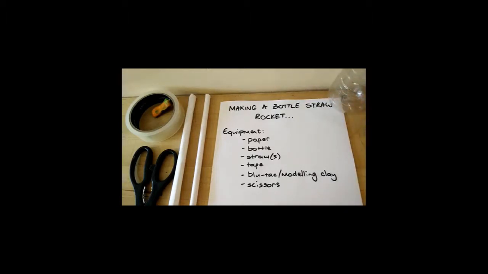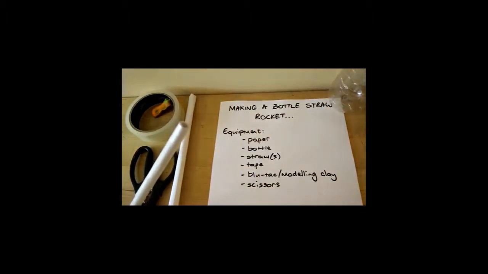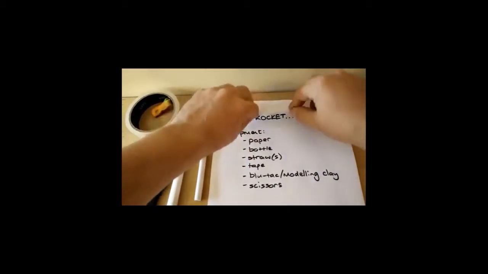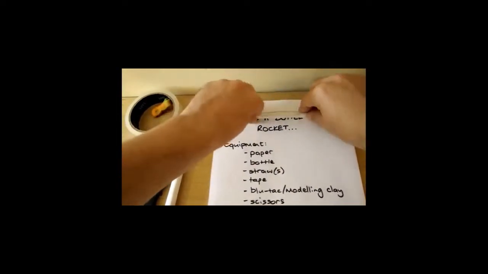So the first thing, you're going to roll up the paper into a type of straw. There's my first one. So you can use a straw or a pencil to give you something to roll it around. And then off you go.